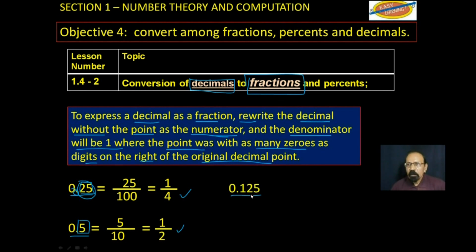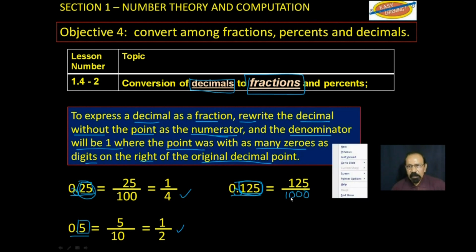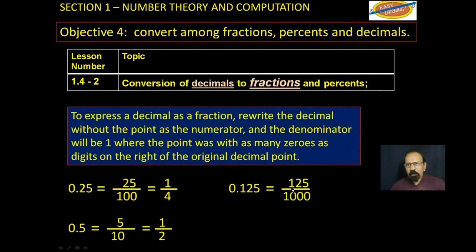Now, how about 0.125? You follow the same principle. You write the 125 above the line, and then below, for this point, you would write a 1 here, and then you would add 3 zeros because you have 3 digits above there. So you have 125 over 1,000. You could reduce that beginning with 5 and then 5 again, and eventually you will arrive at 1/8.